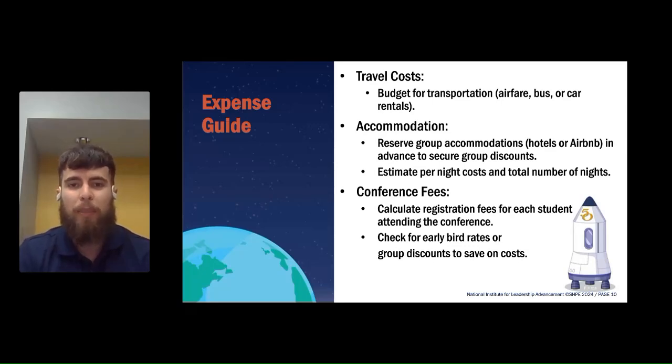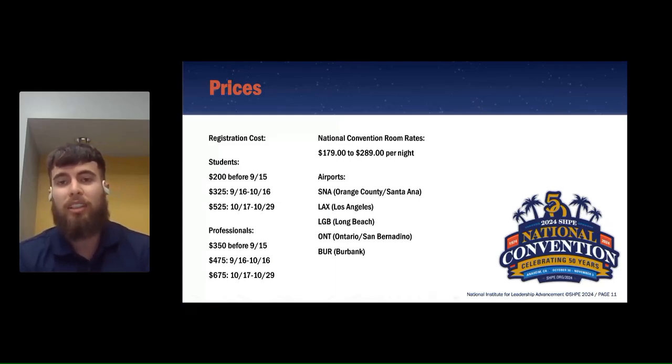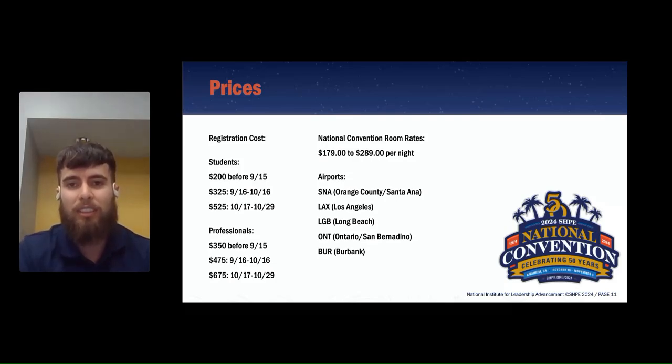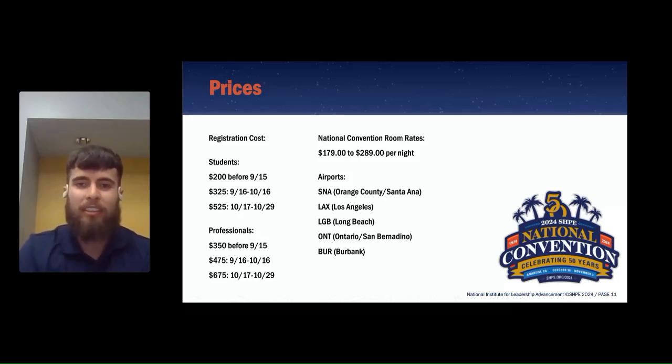Moving on to the next slide. What you have in front of you is the information for nationals this year. Registration cost is going to be $200 this year for the early bird, which is $50 cheaper than last year. Then you can see the increments of how much it changes over time, so make sure you really do get your early bird registration. If you're a professional, it's the same idea, $350, and then you can see the increments of how it increases.